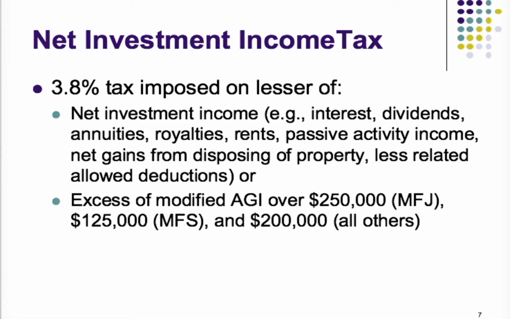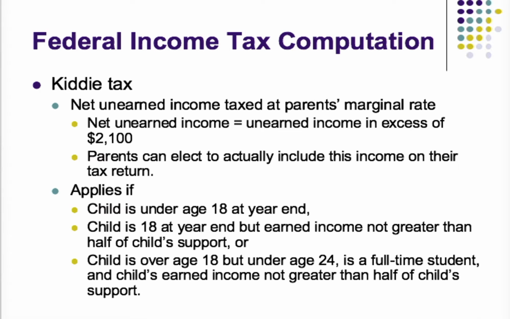There's also a net investment tax, which is a 3.8% tax imposed on the lesser of these two amounts, either your net investment income, which the examples of that you see there, or the excess of modified adjusted gross income over $250,000, assuming married filing jointly status, or $125,000 for married filing separately, or $200,000 for all other statuses. And you're just taking the 3.8% tax on the lesser of those two computations.